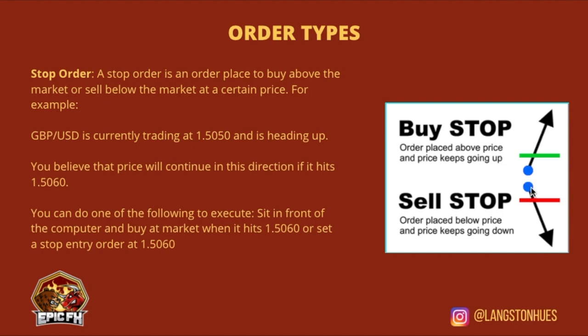The blue dot here is price. You believe that when price reaches here, it's going to continue going in a downward trend. So you decide to put a sell stop here because you believe that once price gets here, it's only going to continue going down. So you enter it. You're entering in the same direction, but in the future.